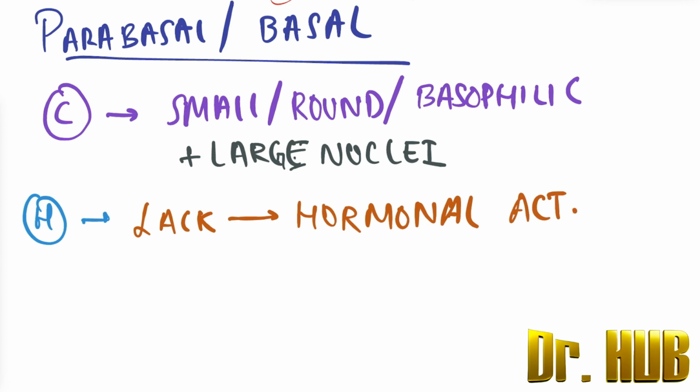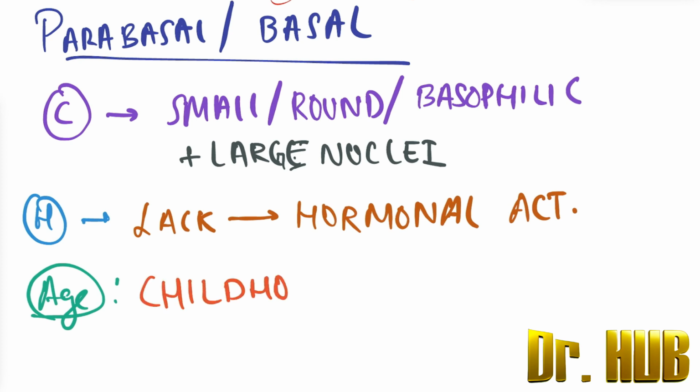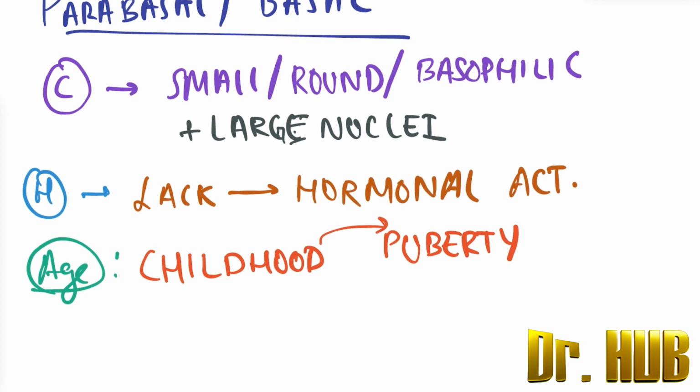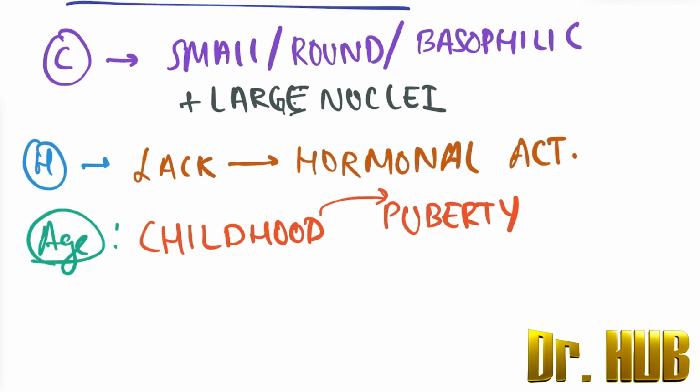What is the age of women? It involves childhood, from childhood till puberty, and also the presence of menopause, with atrophy.